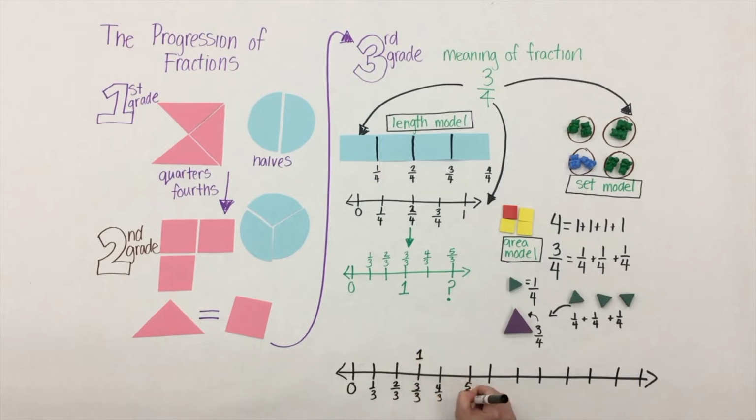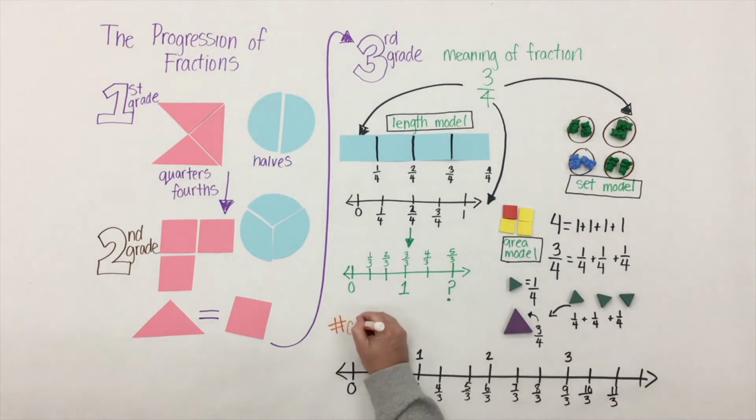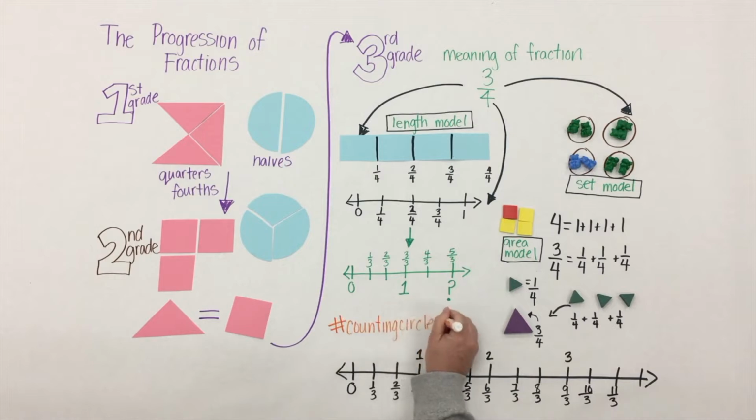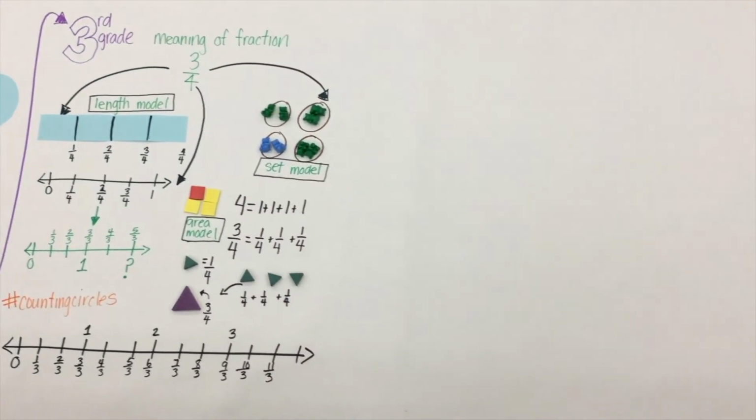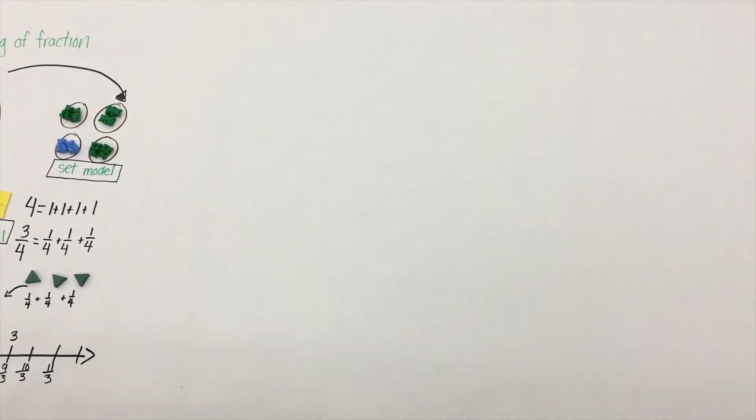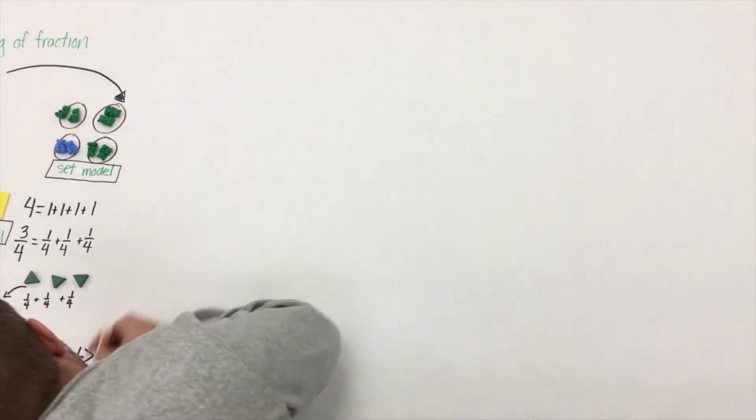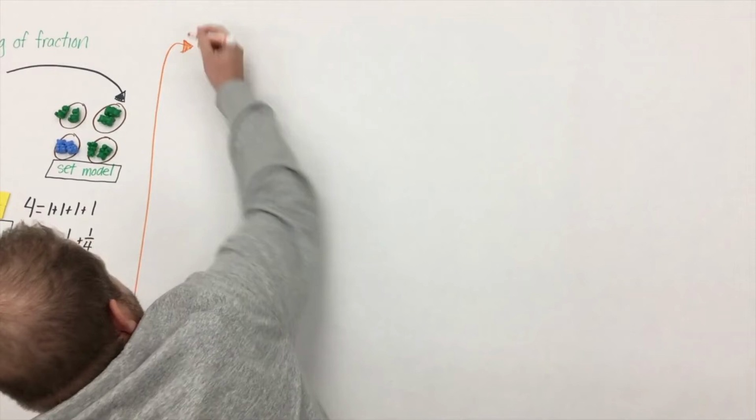So we might want to get students to begin counting with fractions. 1/3, 2/3, 1, 4/3, 5/3, 2. Let's get our students counting by fractions. Counting circles are a great tool to get students understanding and seeing the sum of unit fractions and that repetition and the structure of numbers.